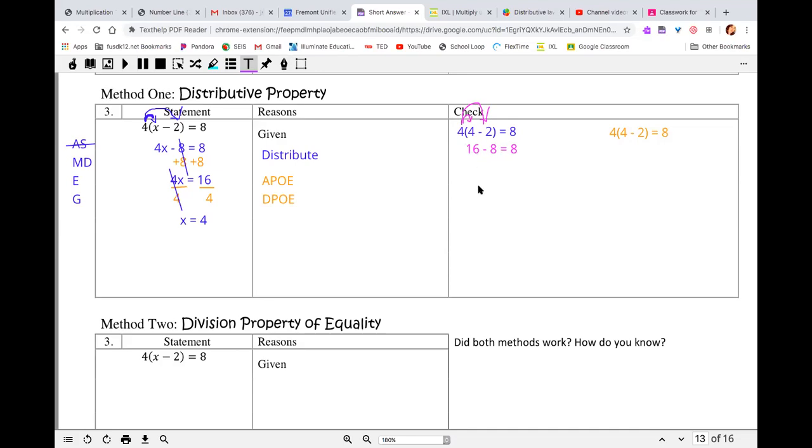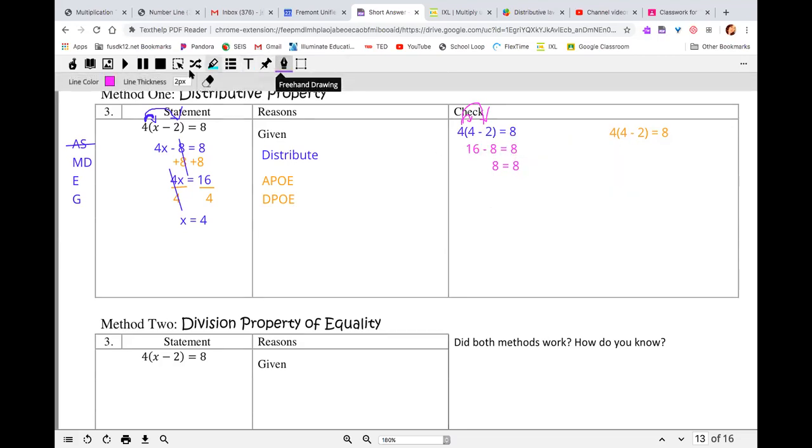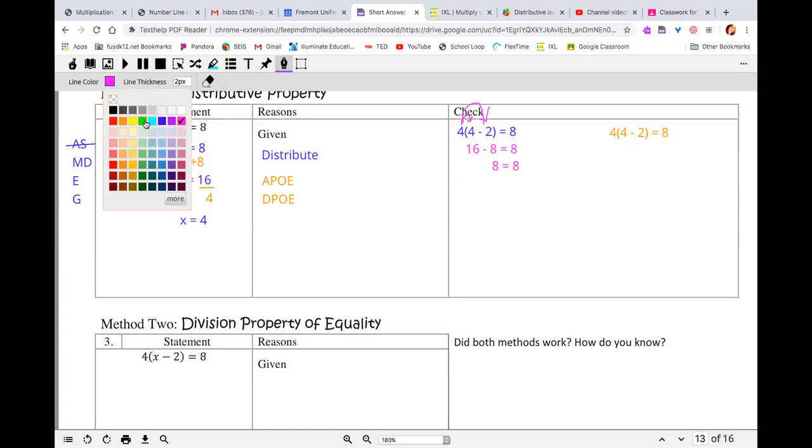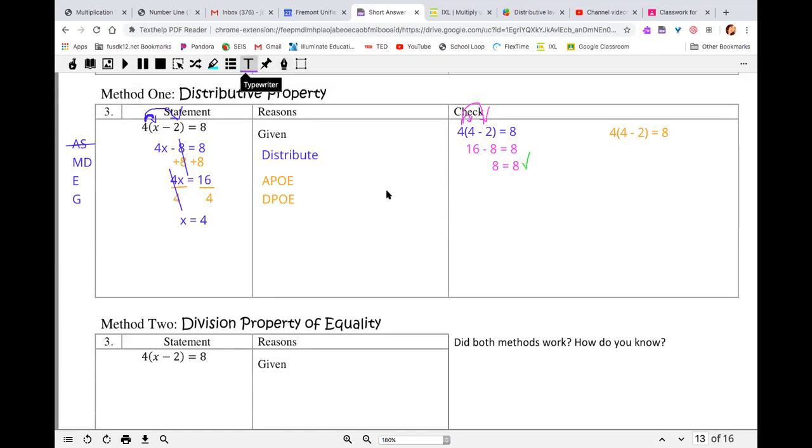And now 16 minus 8 is 8. 8 equals 8. All right, does that check out? Yep. Nice. Okay. Check mark and put true. Yeah, okay. We'll put true.